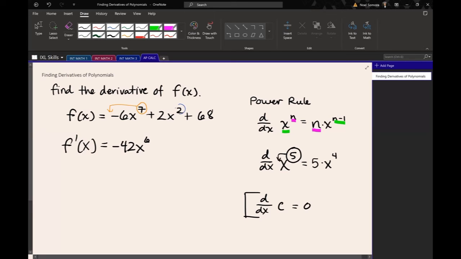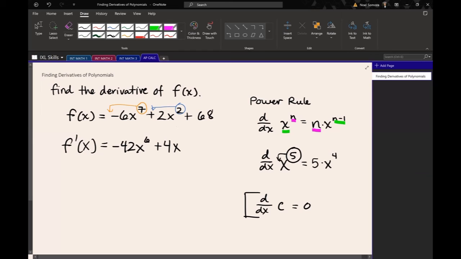All right, we do that again with the next term. Here I have a power of 2, so I would bring that and multiply to the existing coefficient of positive 2. So that's going to give us 4x. And then 2 minus 1 would give us x to the power of 1. We don't really need to write the 1 though, it's just 4x.